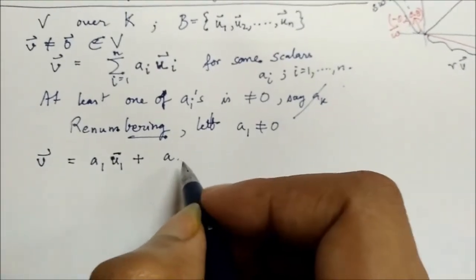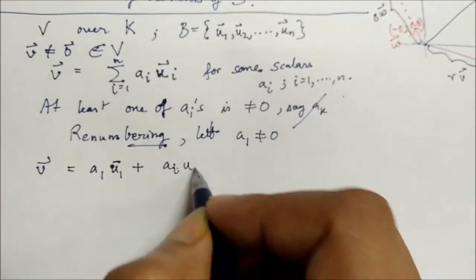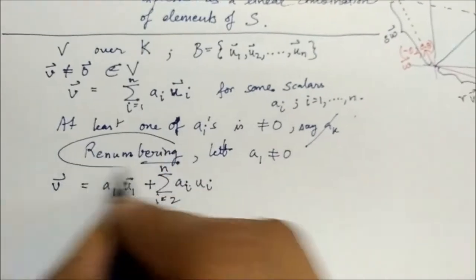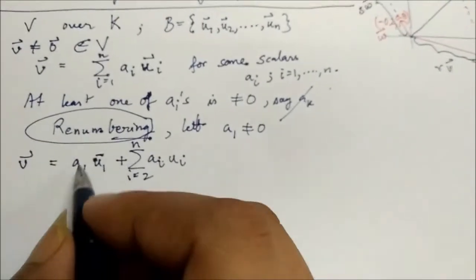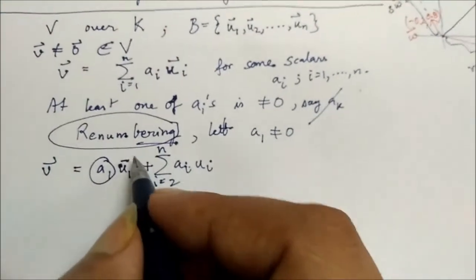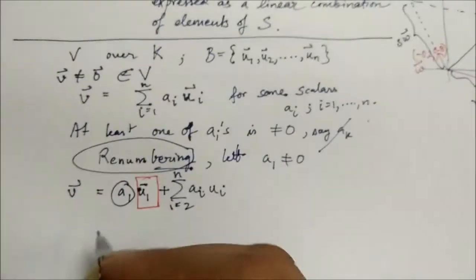A2 U2 plus A3 U3 plus AN UN, so it's i equals 2 to n. Now I was just demonstrating this example for this renumbering thing. So this is non-zero, remember. So by dividing by it, we want to make this the subject of the formula. So what do we have?